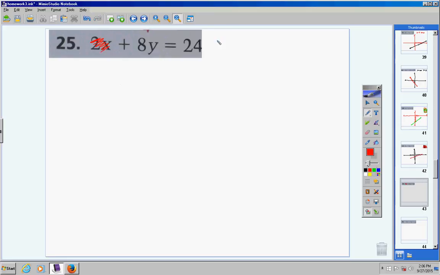Bring the entire term over, 2x, and make it negative. So 8y equals 24 - 2x. Now divide everything by 8. y by itself. These will cancel. y equals 3. Positive divided by a positive is positive. Over here we have a negative divided by a positive, so the whole fraction becomes negative. 2 over 8 is 1/4 x. So there, I got y by itself.